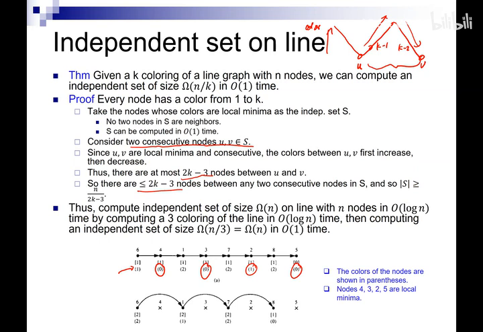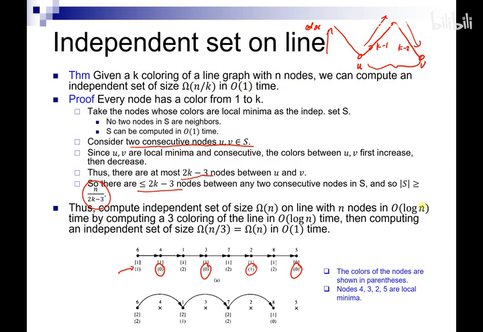Okay, so this shows that we can indeed get an independent set of size at least n divided by 2k minus 3, and you can do that in constant time. Altogether, this k here is a constant, right? Because we showed that we can actually 3-color the line graph. So we can simply treat this as 2 times 3 minus 3, so that's 3. Therefore, this shows that we can get an independent set of size at least n divided by 3.